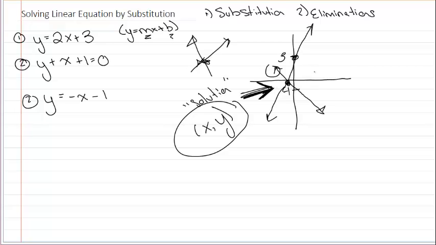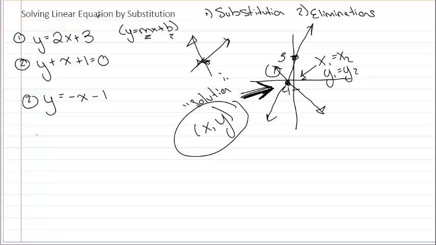So what this means is that at this point, the x of the first line and the x of the second line are the same, and the y of the first line and the y of the second line are the same. So now I'll go back to my equations. What I'm really saying is, at what point in both of these lines are my y's equal, and at what point in both of these lines are my x's equal? And that's why we're using substitution.